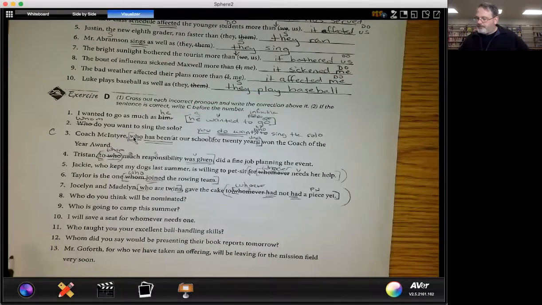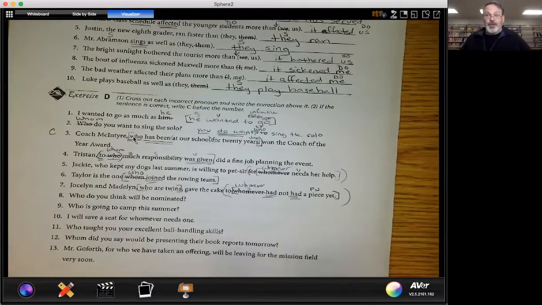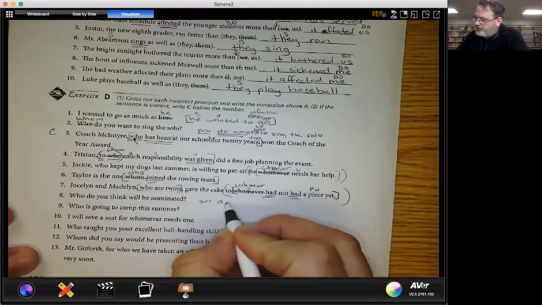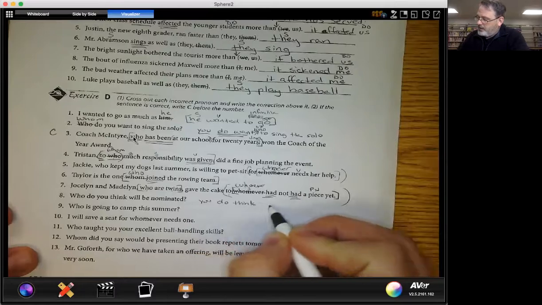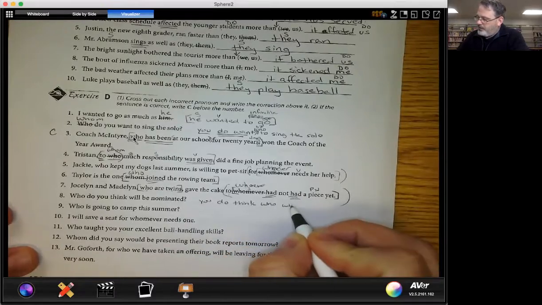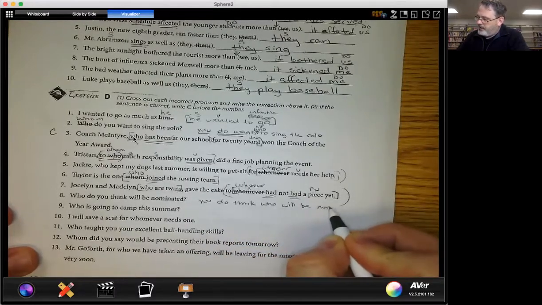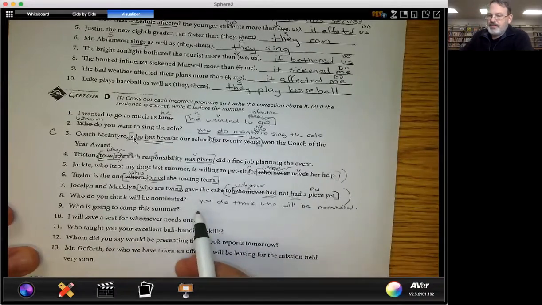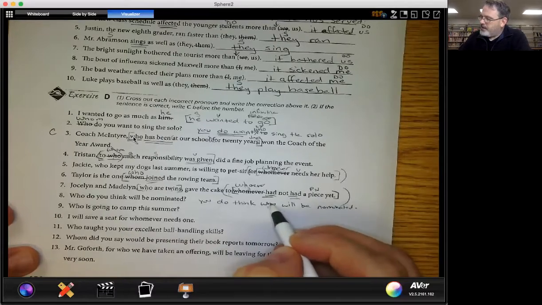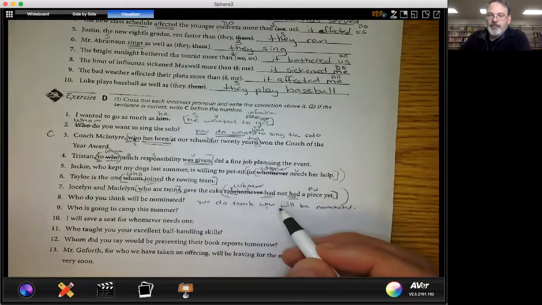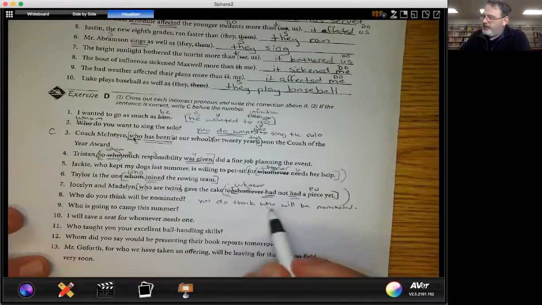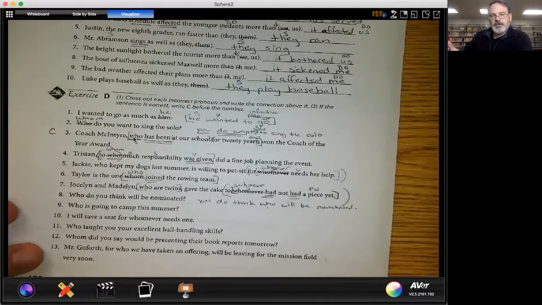Okay, number 8. Who do you think will be nominated? Well, it's a question, so we've got to flip it around again. You do think who will be nominated? That's the declarative version of that sentence. But who, remember, is a pronoun, and it's standing in for a proper name like Bobby. You do think Bobby will be nominated would be what it would be, and then in the question we've substituted the word who in that case.